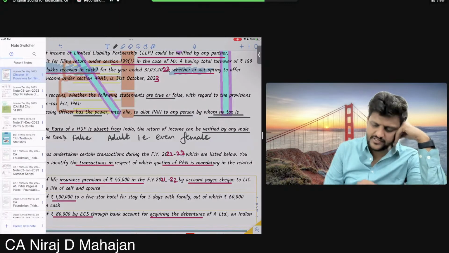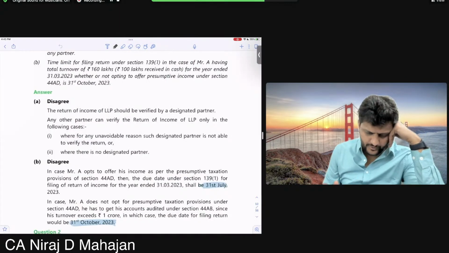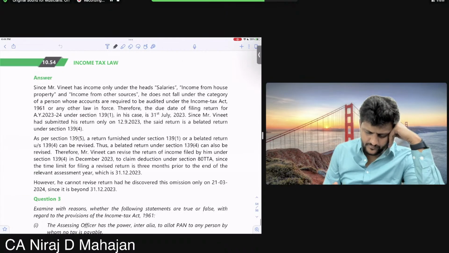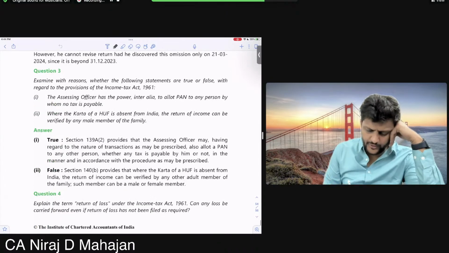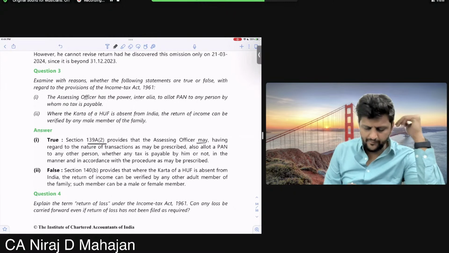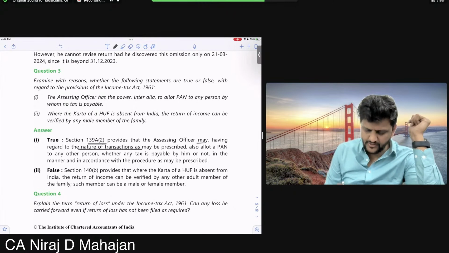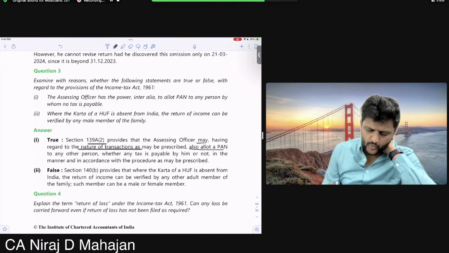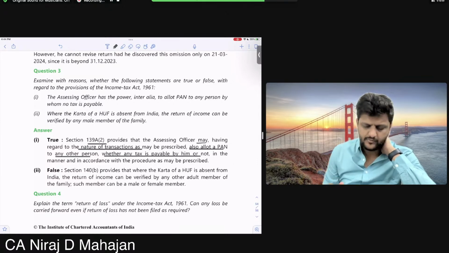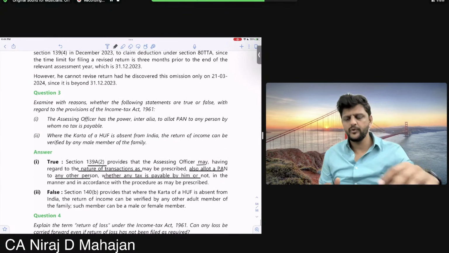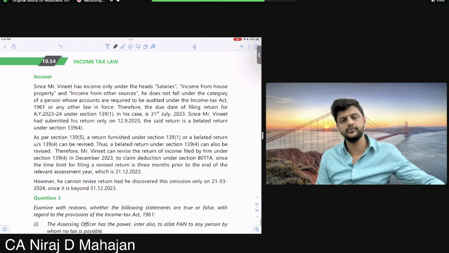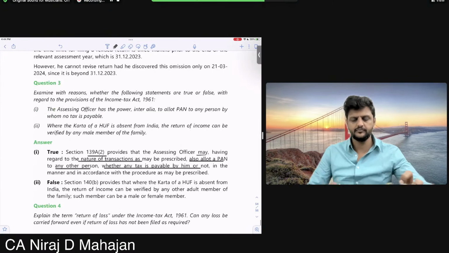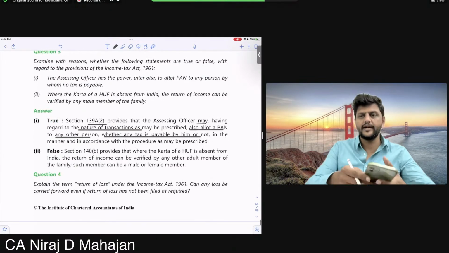But let us look at the first case about the allotment of PAN. Section 139A(2) provides that the AO may, having regard to the nature of transactions, as may be prescribed, also allot a PAN to any other person, whether any tax is payable by him or not, in the manner and in accordance with the procedure as may be prescribed. Will you write this down, bachcho? Answers 10.54. Everybody in a notebook today itself.